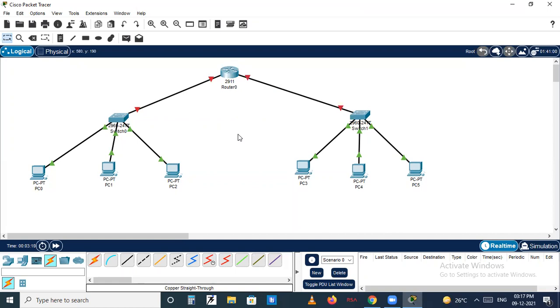Now if I want to start communication from PC0 to PC3, it is possible. First of all, PC0 to the switch, then switch to the router, and this router will send it to this switch, and then this switch will transmit it to PC3, right? Yes, sir. So this is the scenario. This is the concept.